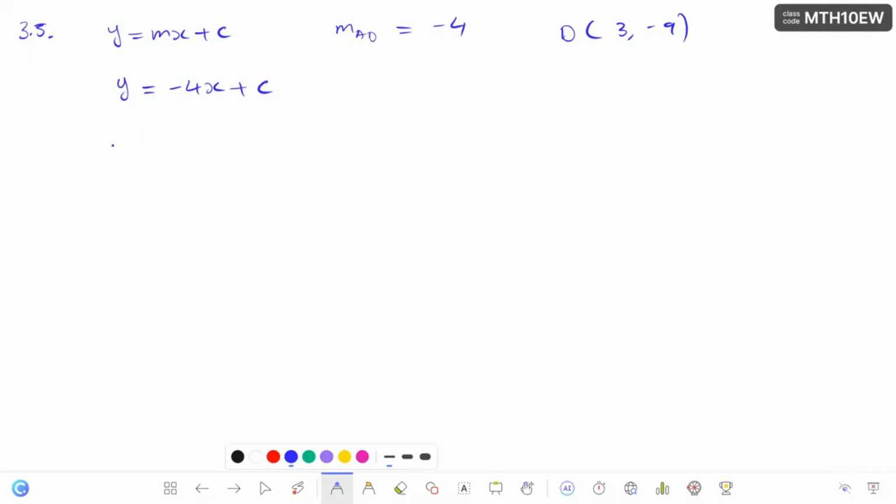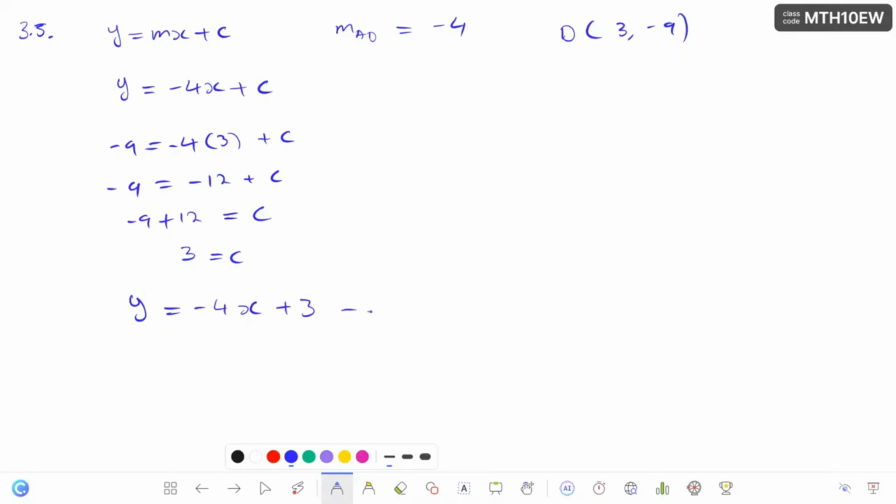The first equation. So we're going to say -9 is equal to -4, then substitute 3, plus c. So this one is going to give us -12 plus c. Here is -9. So taking 12 to the other side is going to be positive. So we find our c to be 3. So we have equation 1, which is y is equal to -4x plus 3. This is equation 1.